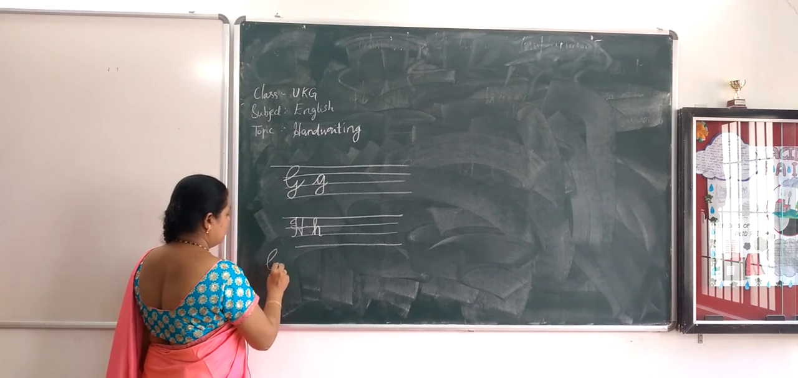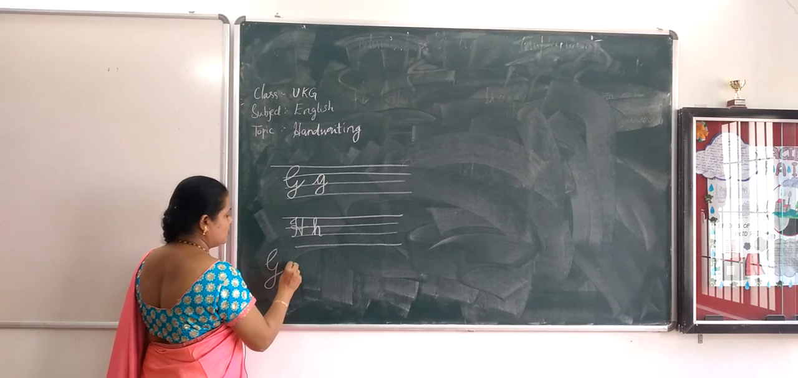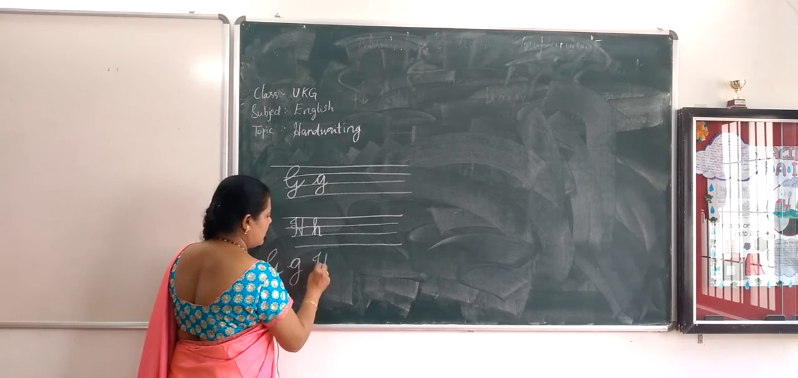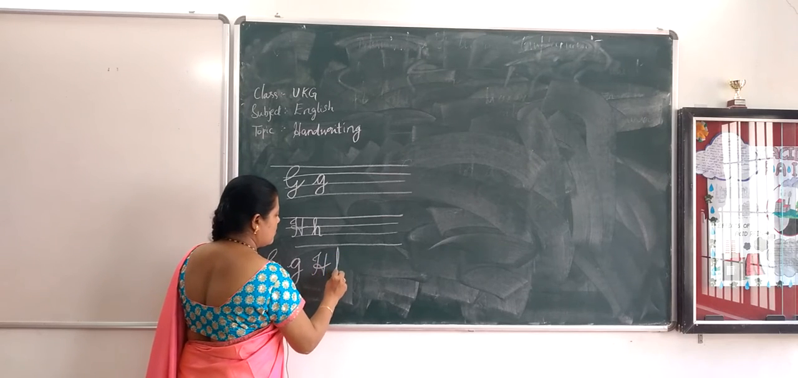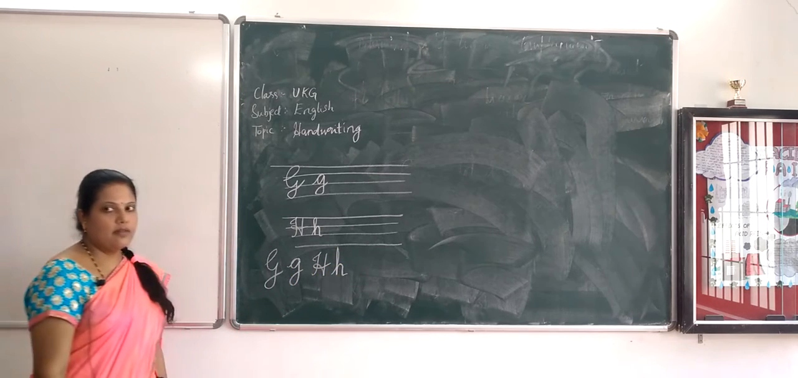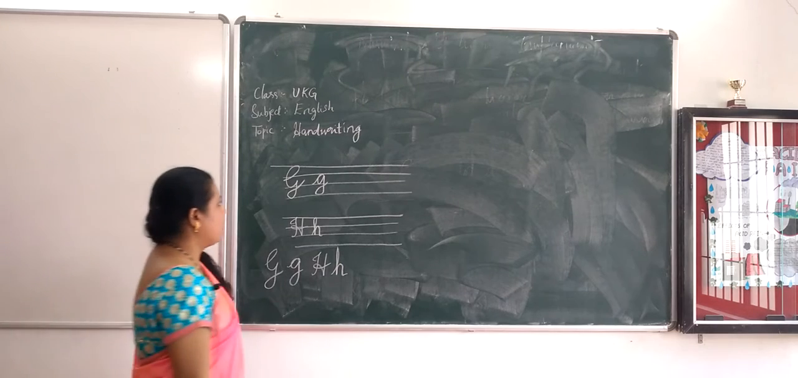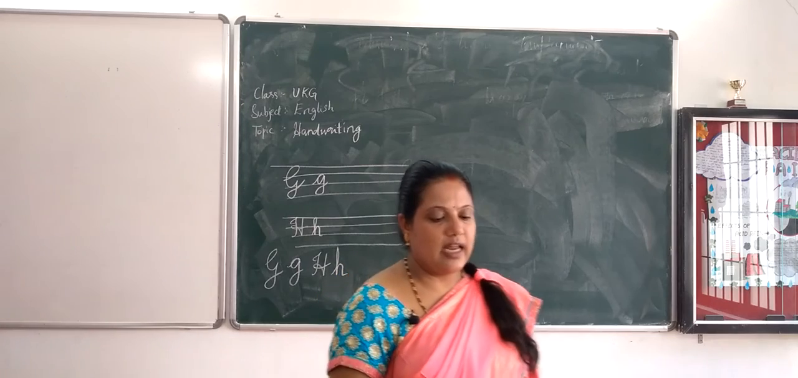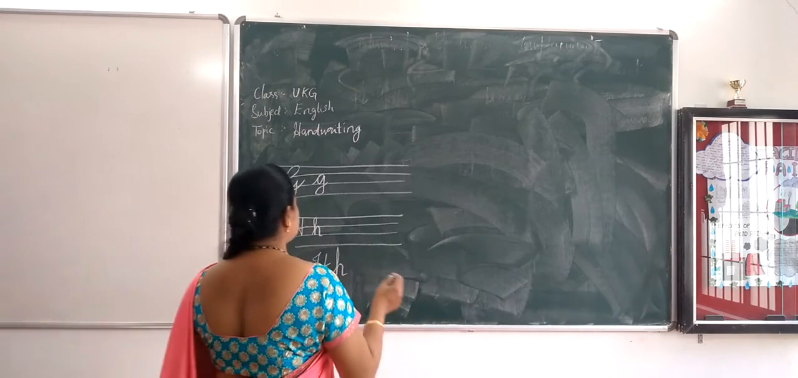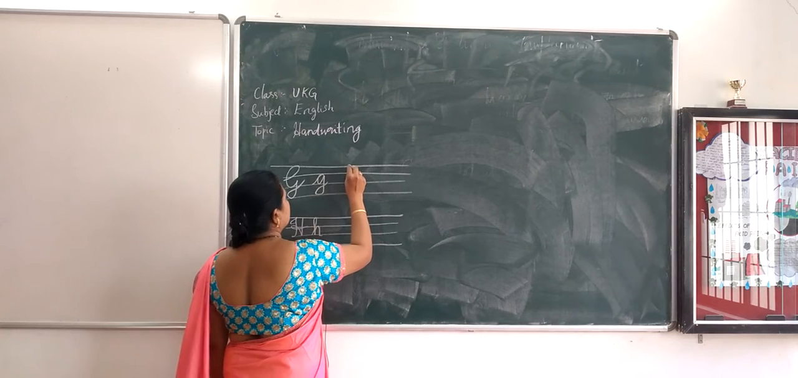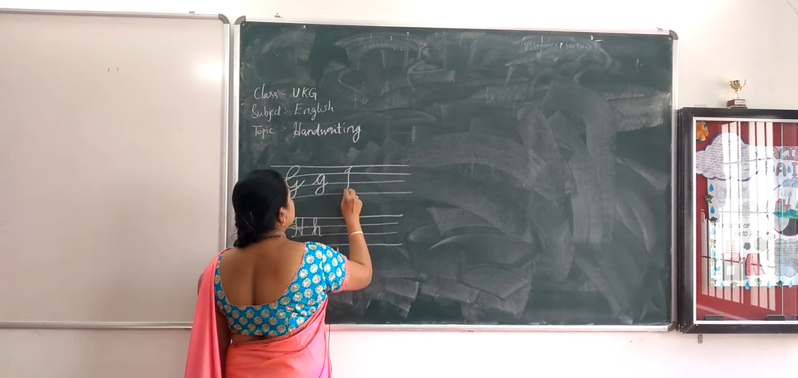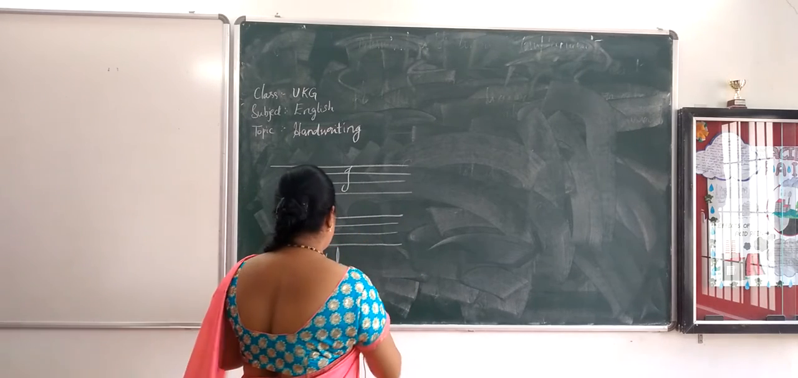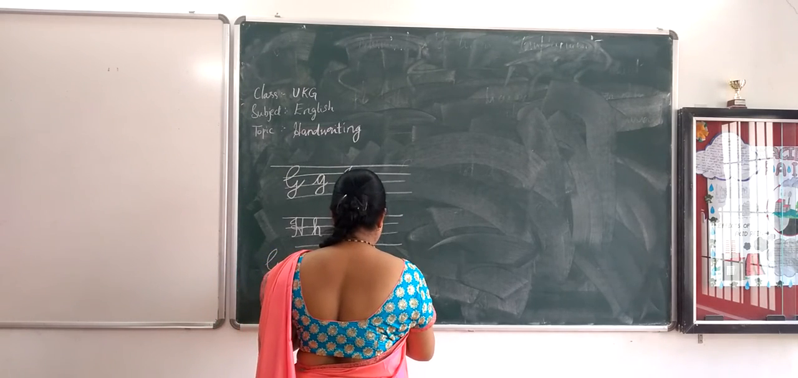See, G, capital G, small g, capital H, small h. Okay, this is how you need to practice. Okay, shall I teach the next letter? Yes, what is the next letter? I. How do you write I? See, I. Okay, capital I and small i.